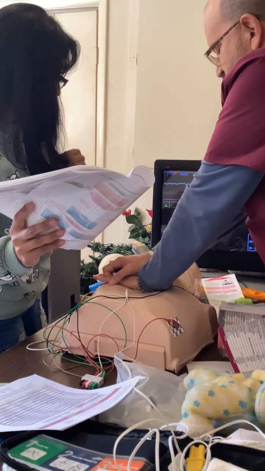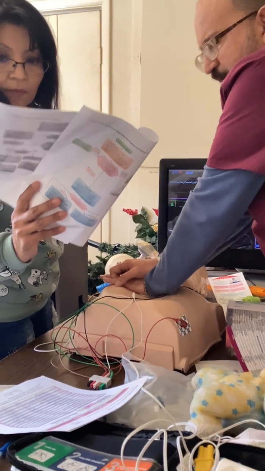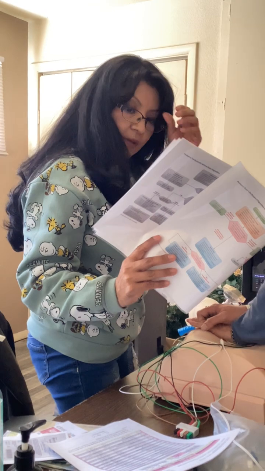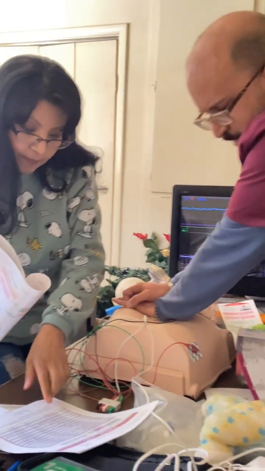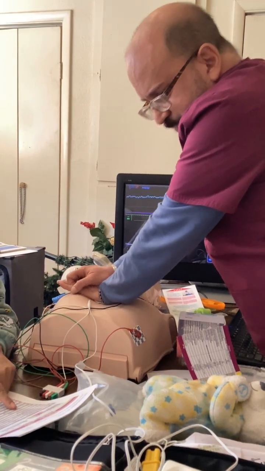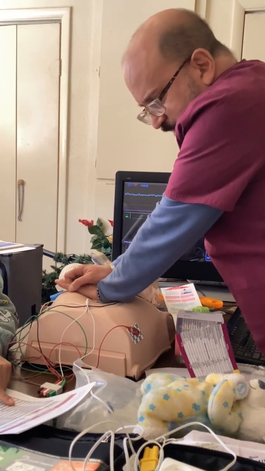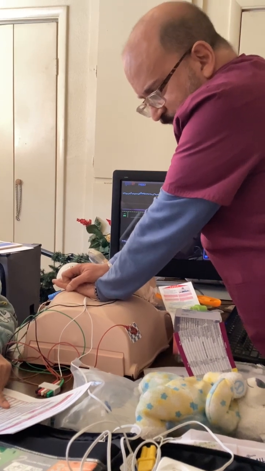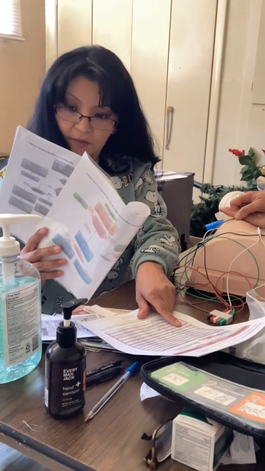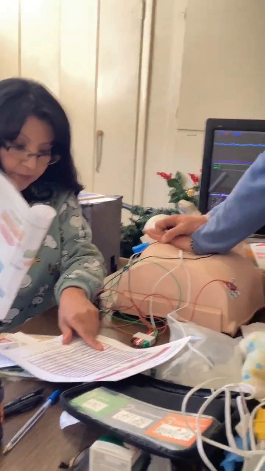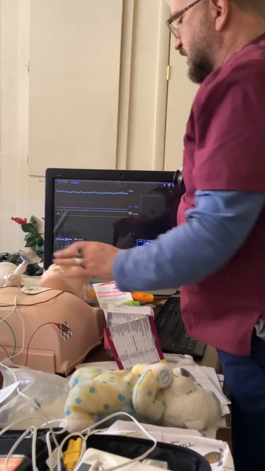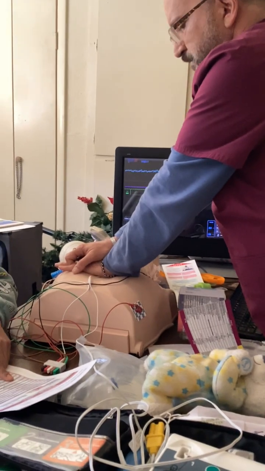IV's been established, or an IO. What do you want to give now? Okay, I'm gonna give epi at 0.01 milligrams per kilo. And so how much epi in mils? I'm tired, okay, we'll switch compressions. And so how many mils do I give of epi? 0.01 I said, right? Yeah, okay, so not much. So I stop, any change? No change. Continue CPR.